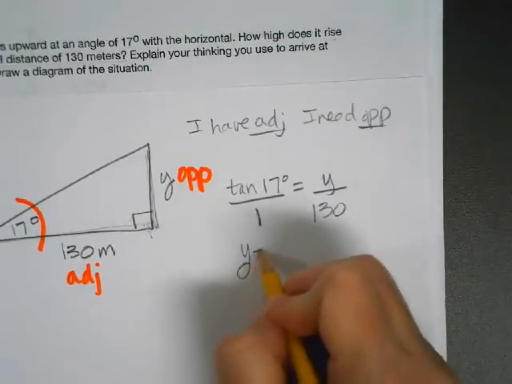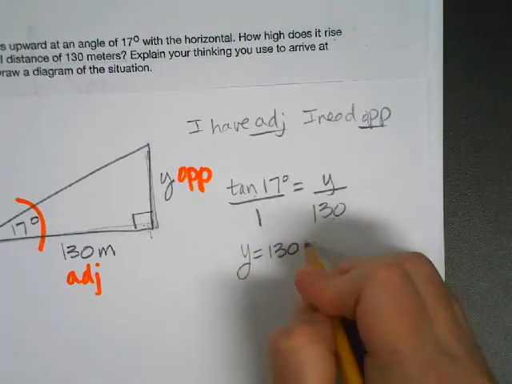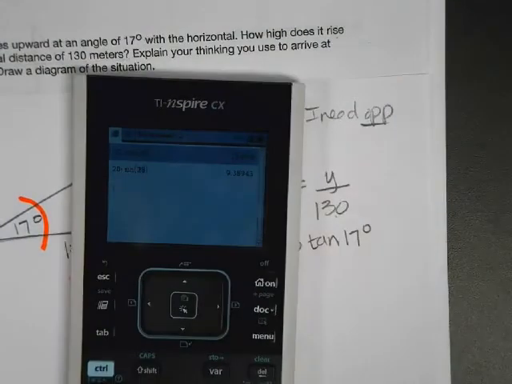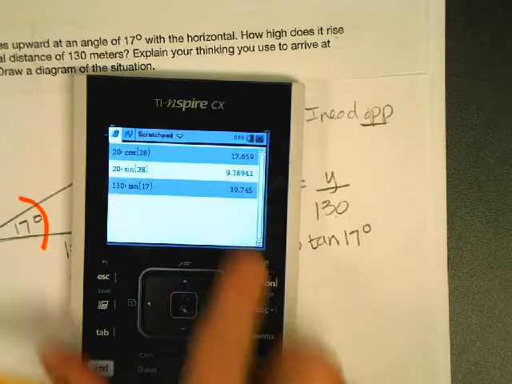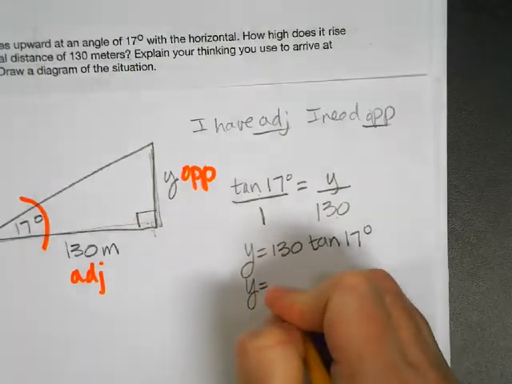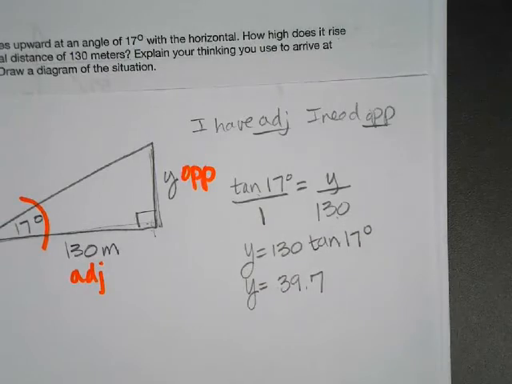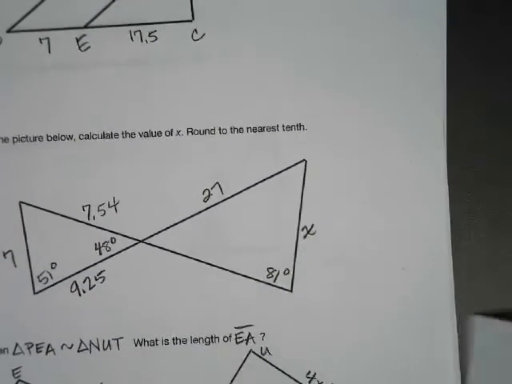So y equals, and notice I'm always putting that number that's being multiplied by the ratio in front. I would strongly encourage you to do that. Okay, 39.745. Let me put 39.7 meters. Okay, pretty straightforward. You've done a bunch of those by now. Hopefully that's easy. Okay, number 9.